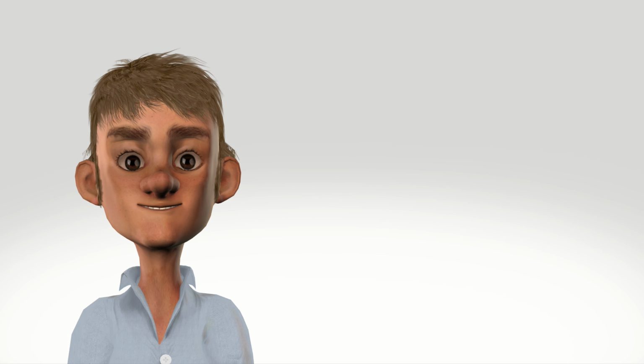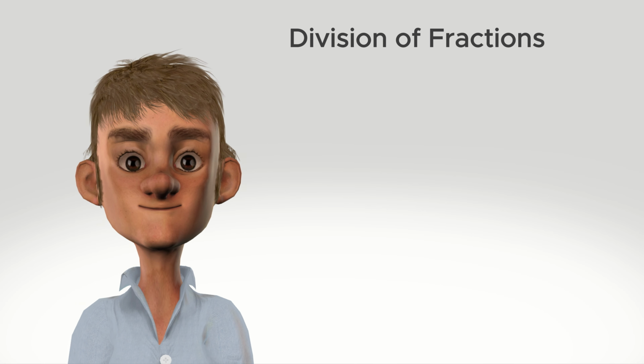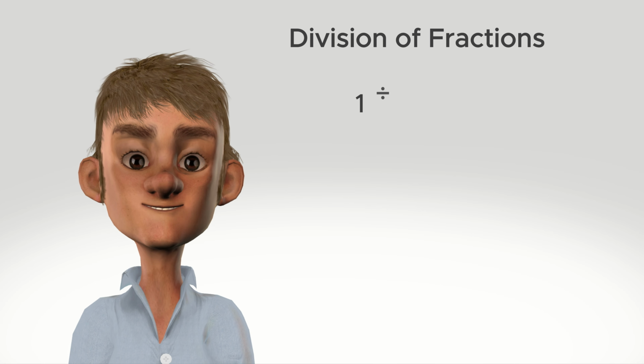What does division of fractions mean? When we divide fractions, we're asking, how many groups of one fraction fit into another? Example, what is 1 divided by 1/4? We're asking, how many 1/4 are in one whole? The answer is 4. So 1 divided by 1/4 equals 4. We're counting how many times 1/4 fits into 1.